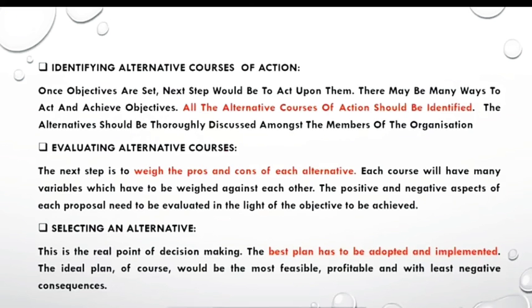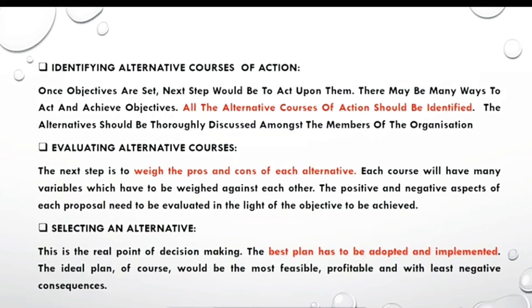The third step in planning process is identifying alternative course of action. Once the objectives are set, assumptions are made, then the next step is to act upon the planning or the objectives. There may be many ways to act and achieve the objectives. All the alternative courses of the action that will result in successful achieving of the objectives should be identified, and an innovative course may be adopted by involving more people and sharing the ideas.